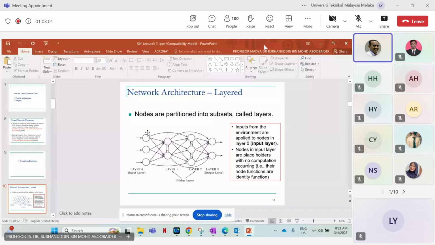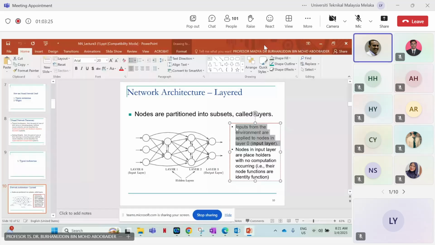You receive the input, and then you go to the next layer, and then the next layer, and then finally fire the output. So in between this input layer and output layer, it is the hidden layer. We call it a hidden layer over here. Okay.